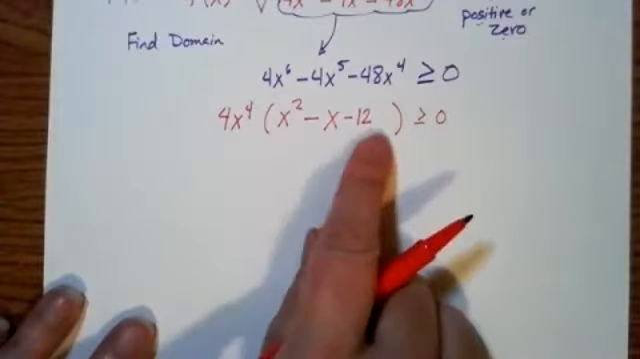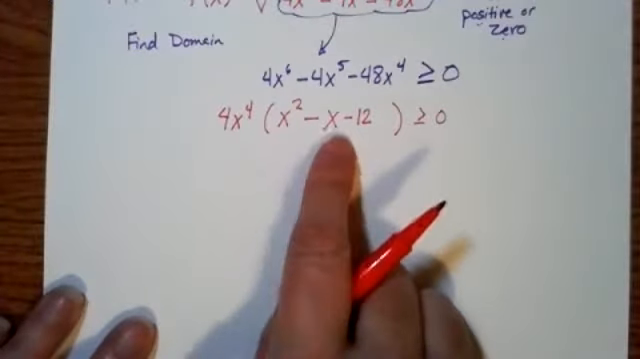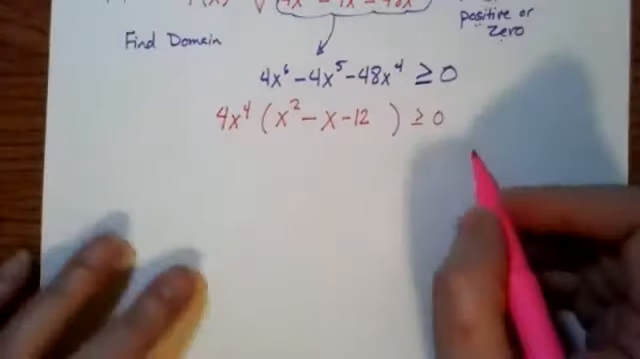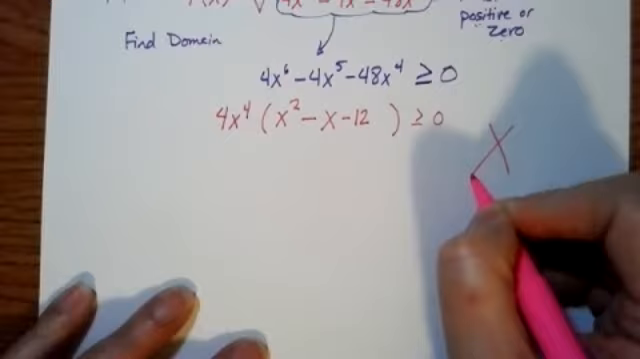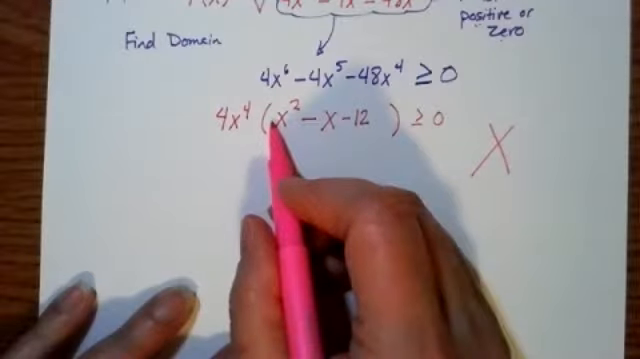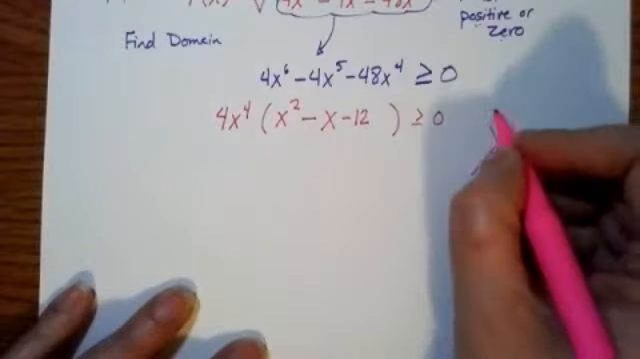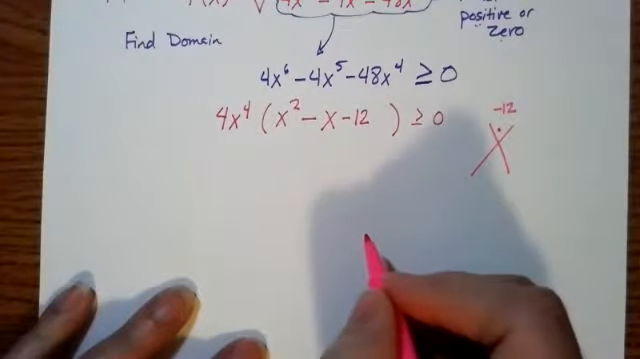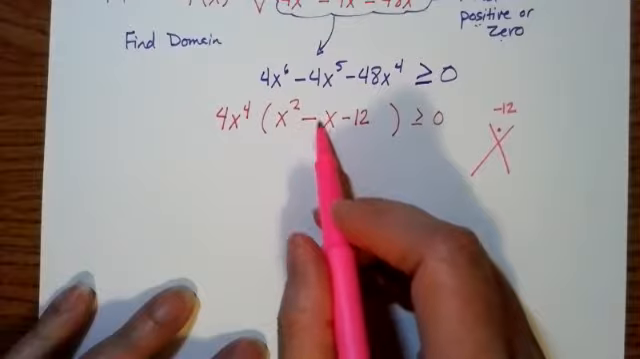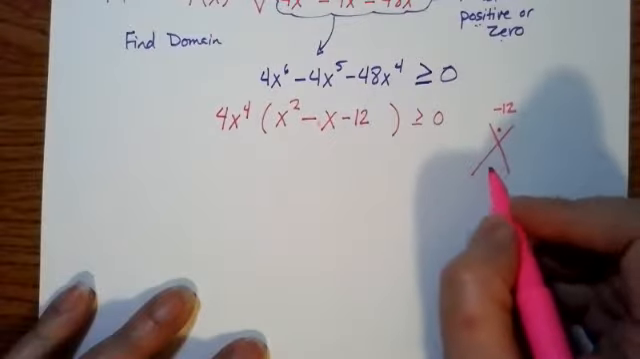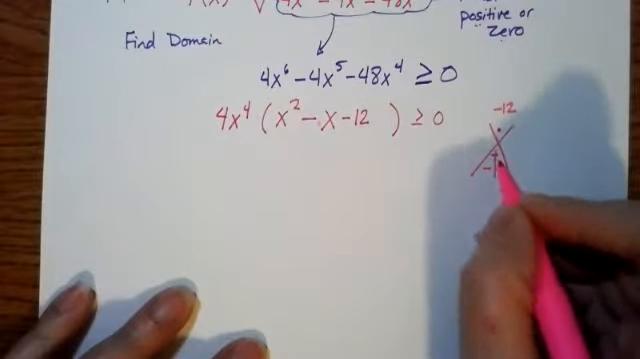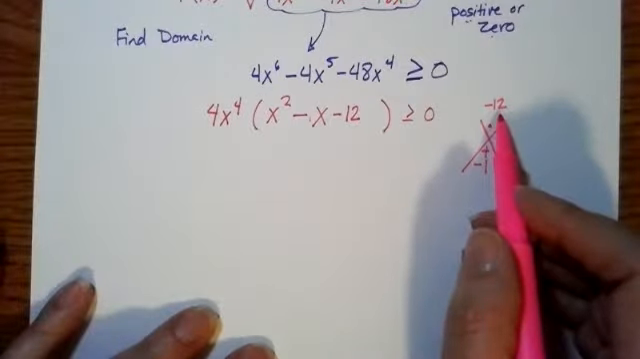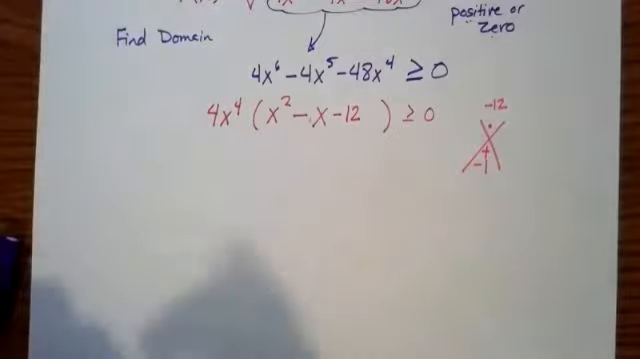Now, let's work on this quadratic part. Can we factor that? And yes, I think we'll be able to. This one is that X box pattern where we want to get 1 times negative 12. That's the value we need to be making a product out of. And the middle term, this negative 1, is the number we need to get a sum out of. So thinking about what numbers can multiply to negative 12 and add to negative 1.